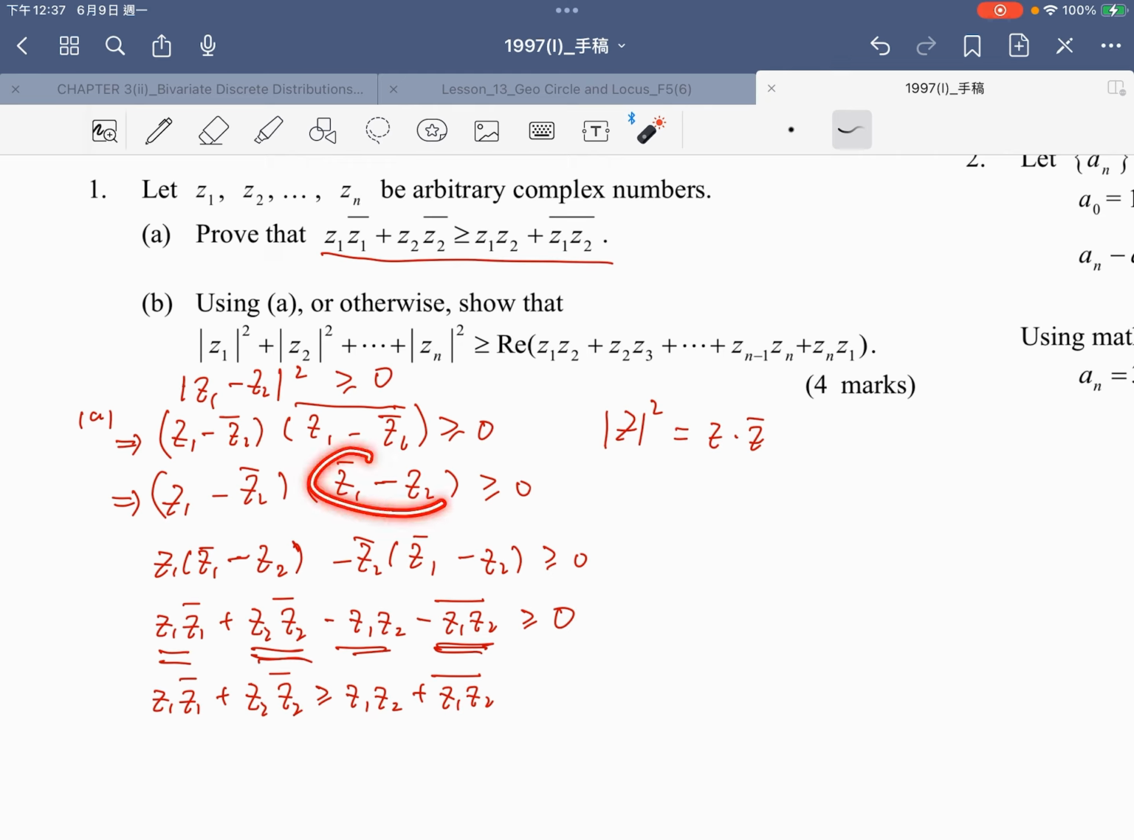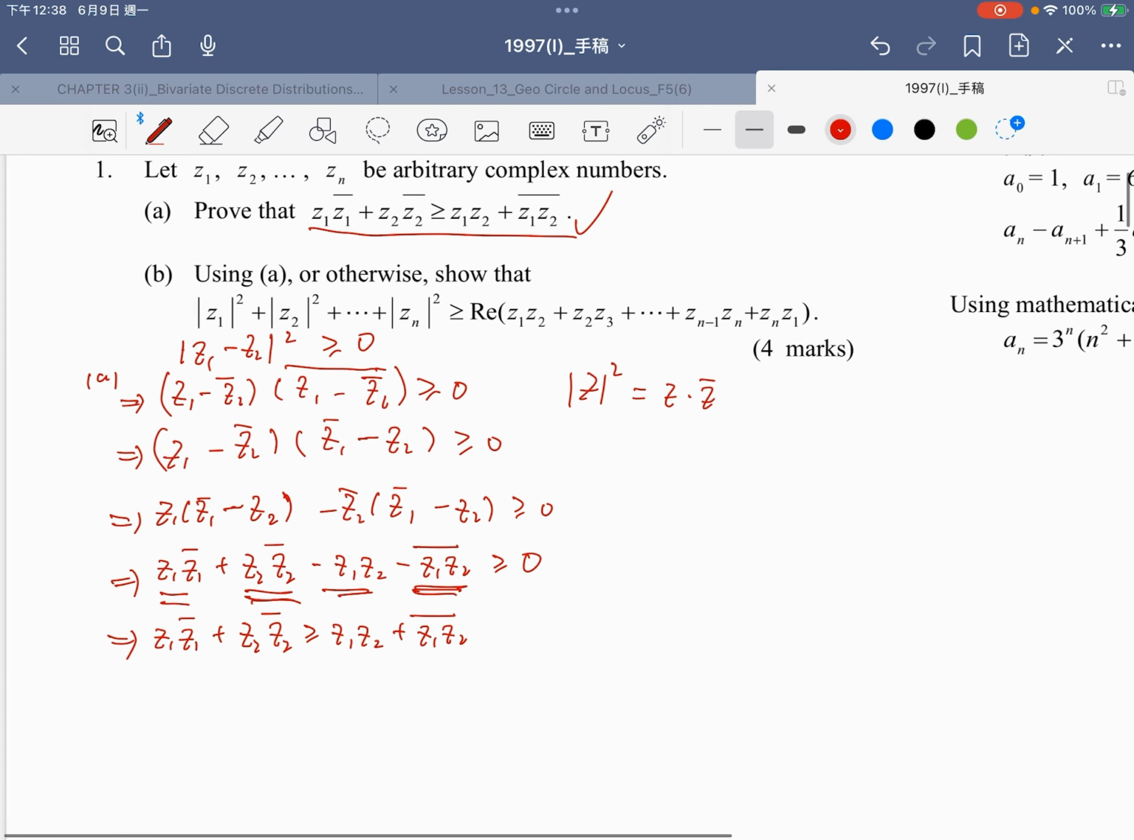and change this one. Change this one. The Z conjugate can be moved to this one, and then the conjugate of the conjugate of Z2 turns to the original Z2. And next, expand this term by term. It becomes this one. And finally, this is the result we want.